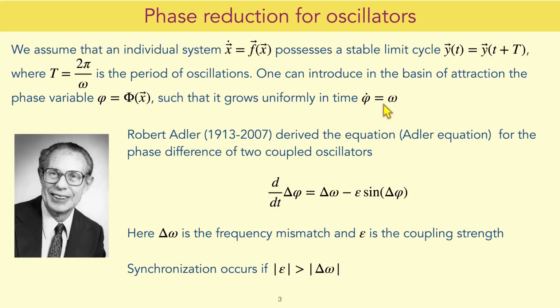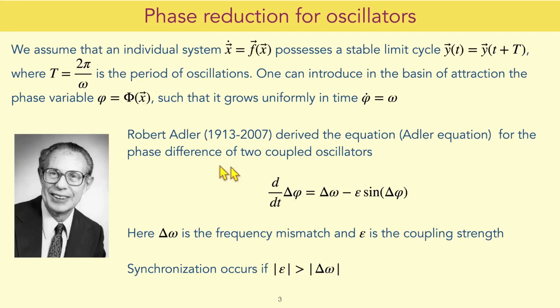phases. And for the first time, this was done by Robert Adler in 1944. He derived this equation for the phase difference of two coupled oscillators. So delta phi is the phase difference, and on the right-hand side, which is very simple, there are only two parameters: the frequency mismatch between the natural frequencies of two oscillators and the coupling strength epsilon. And if this coupling strength is strong enough, the observed frequencies of the oscillators become identical, and the phase difference is a constant.